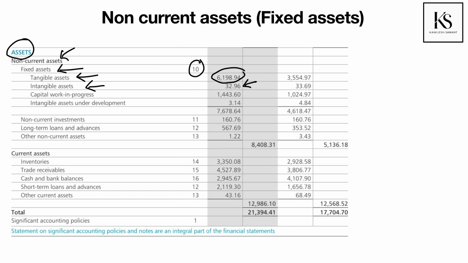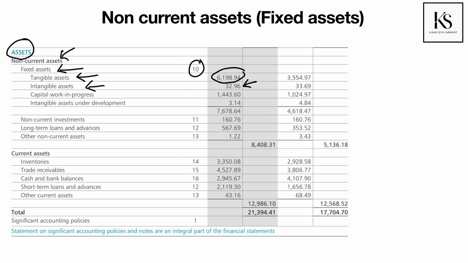Likewise, the next line item reports the value of intangible assets, valued at 3.2 crores. Intangible assets are assets which have an economic value but do not have a physical nature. This usually includes patents, copyrights, trademarks, designs, etc.